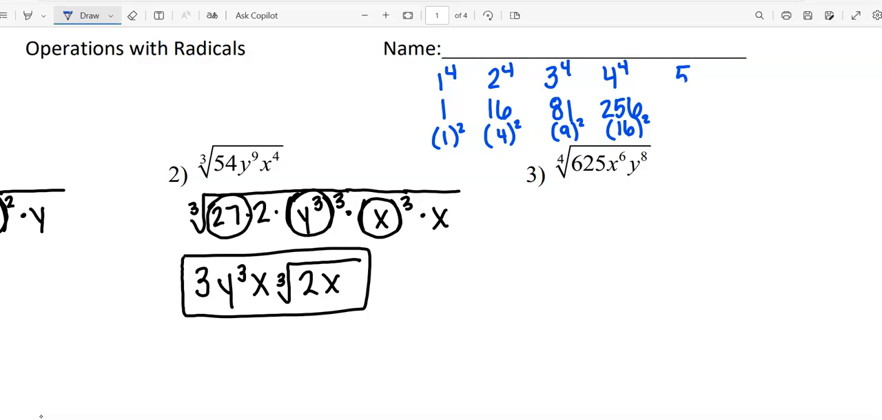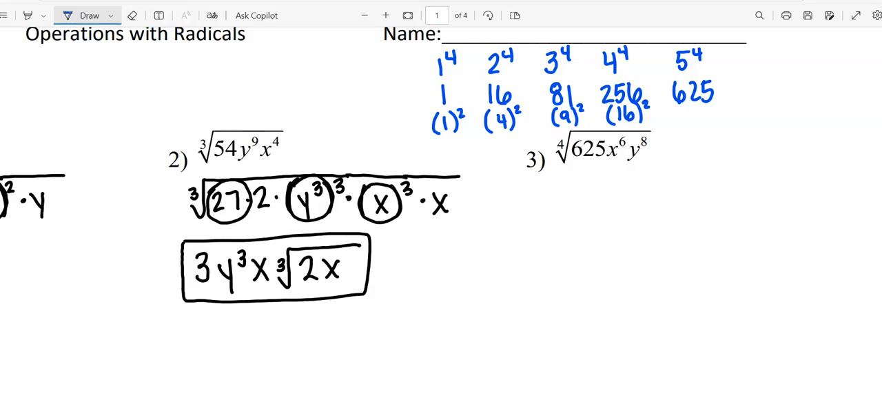Let's do 5 to the 4th. What's 5 squared? 25. Now square it again. Whoa. 25 squared. Not 15. That's 15. It's 625. So if you know your perfect squares, you can just square them again to get your fourths.